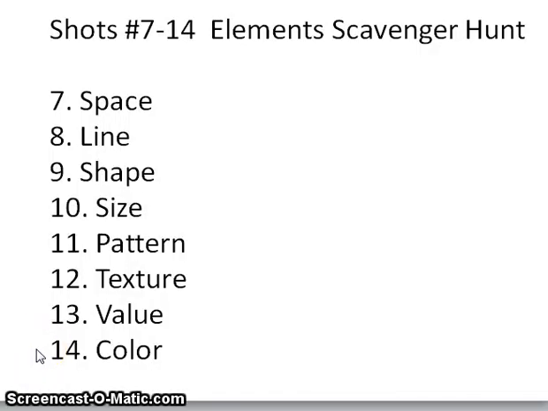All right, next is the element scavenger hunt. We're looking for you to find examples of each of these, and there's lots of ways to find examples of each element. I'll go over each one individually.